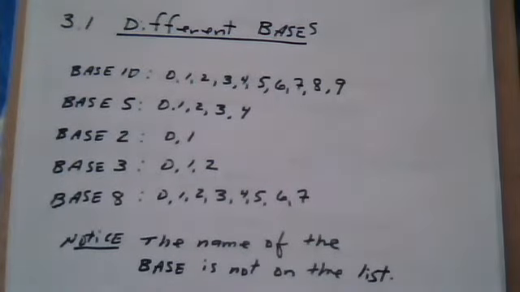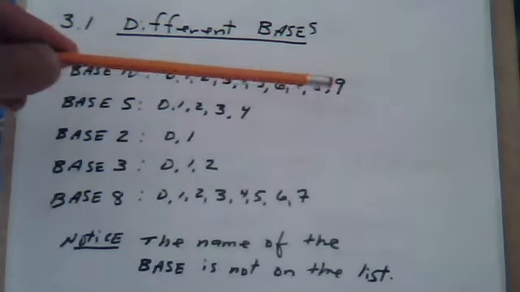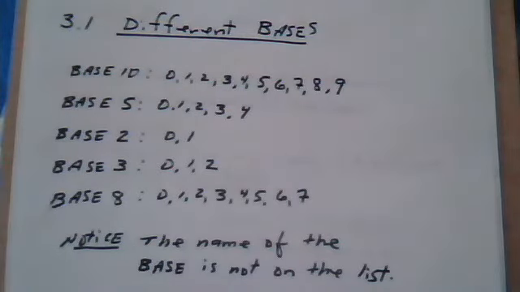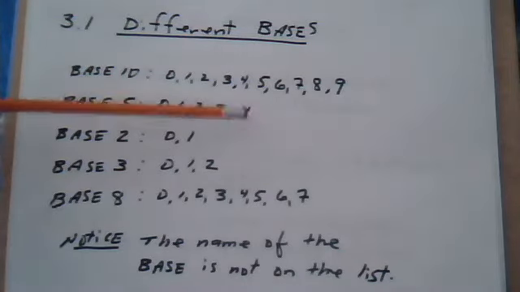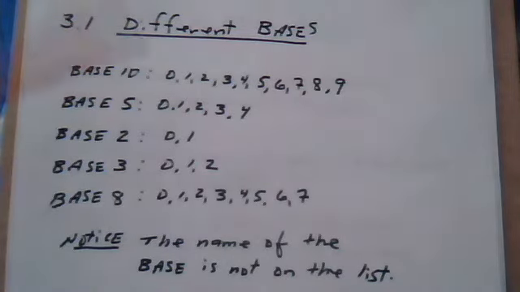Different bases. Base 10, which is the base we usually use from day to day, has 10 digits. Notice 1 through 9, and then 0. That's 10 digits. Or if you like, 10 numerals available, or 10 numerals that we need to work in base 10. To work in base 5, you need 5 numerals, 5 digits, 1 through 4, and the 0.